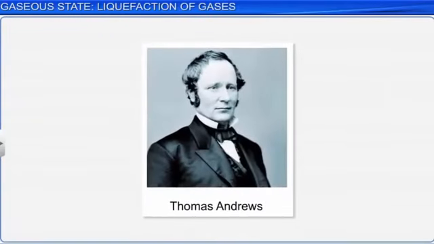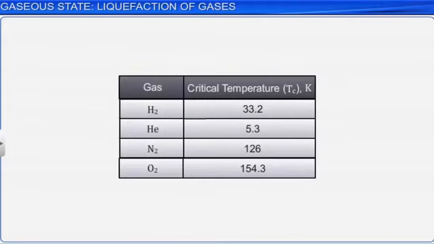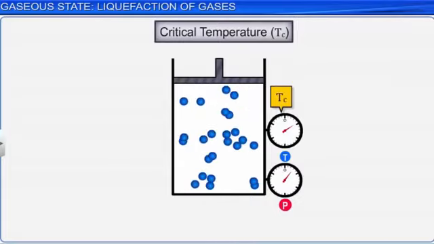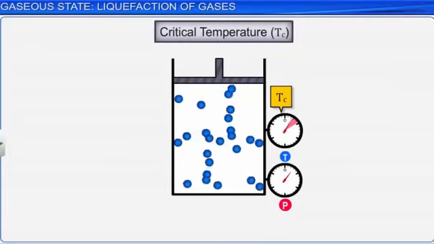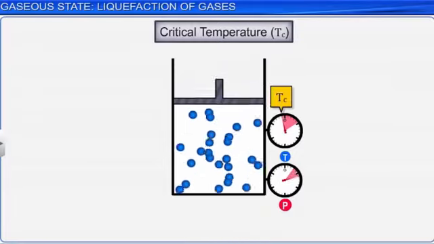Hydrogen, helium, and oxygen are examples of permanent gases. Irish scientist Thomas Andrews studied the pressure and temperature conditions of liquefaction of several gases. He established that for every gas there is a particular temperature beyond which, no matter how high the pressure applied, a gas cannot be liquefied. This temperature is known as critical temperature. Critical temperature, Tc, can be defined as the characteristic temperature of a gas above which any increase in pressure will not result in the liquefaction of the gas.